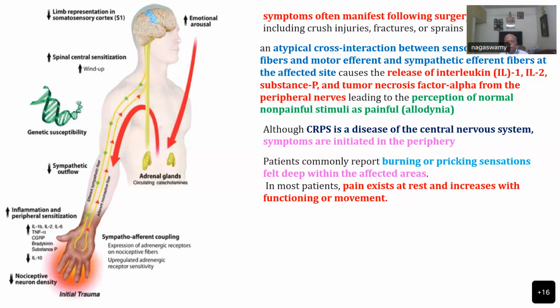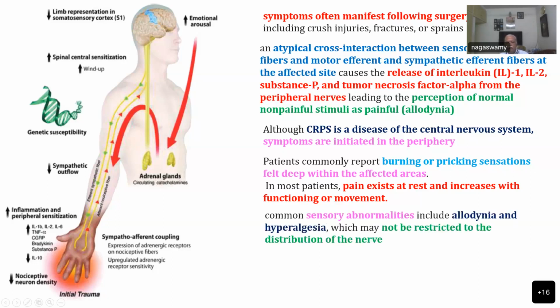That is the common description, and it exists even at rest and increases with movement. And sensory abnormalities, of course, in the initial stages, they may have allodynia and hyperalgesia, which is not confined only to the area of injury. So it may be happening even though they may have an injury in the finger. The whole upper limb or the lower limb may be affected, causing the pain.